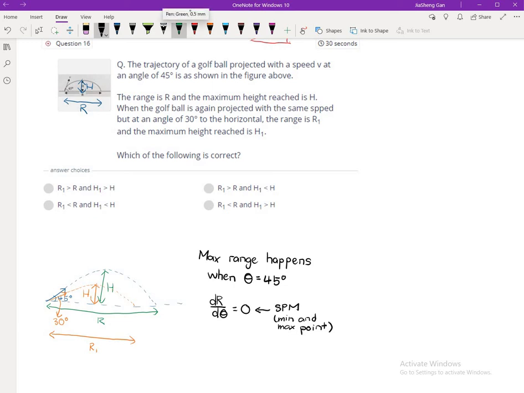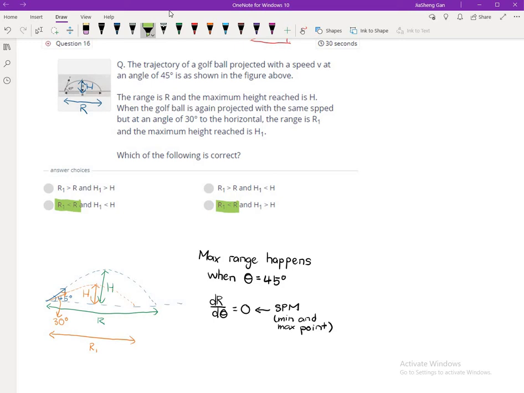If we go at other angles besides 45 degrees, say 30 degrees here, which is not 45, we know that the range will not be maximum. It will definitely be smaller than maximum. If smaller than maximum, the answers allowed are only this and this. So we have to choose between the second option and the fourth option here.